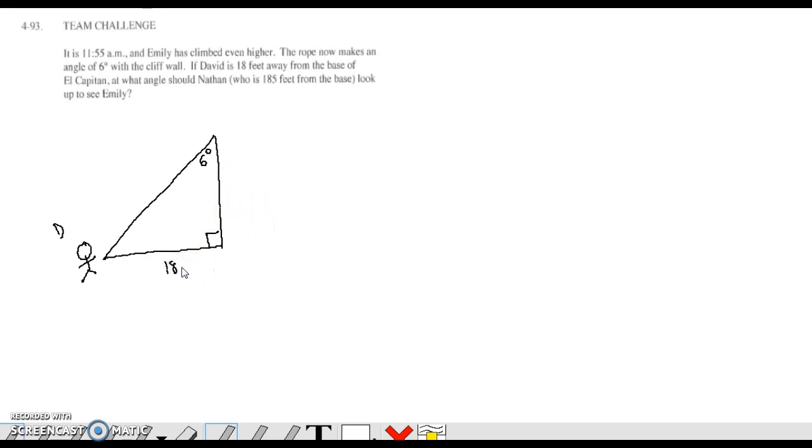18 feet away. At what angle should Nathan be looking up? So again, here's Nathan. Okay. So Nathan's eyes are here. So Nathan wants to know what is his angle. So Emily's at the top here, and we now know 85. So what we want to do is figure out how high she is according to David's information. So I'm going to put a little X right there.